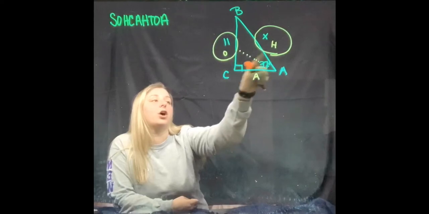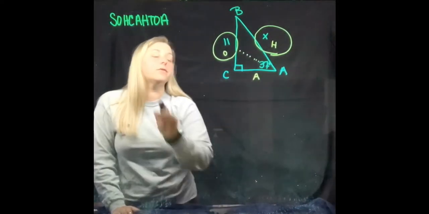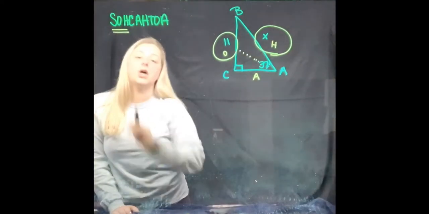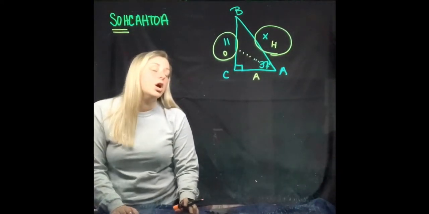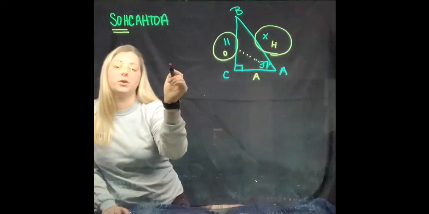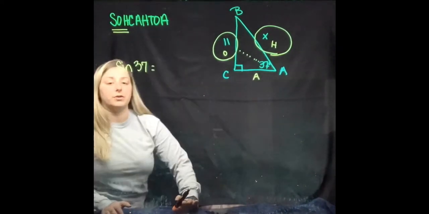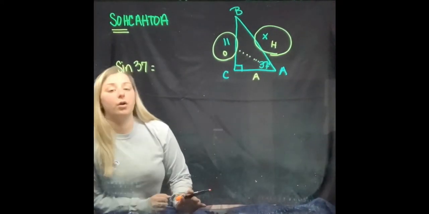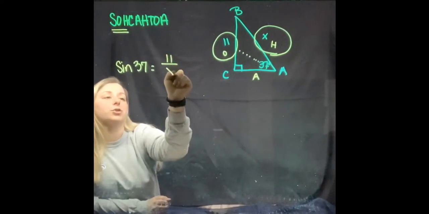So this time we have O and H. If we're looking for O and H here, in this case, that's SOH, or sine. That's O and H, so it's opposite over hypotenuse. So I'm going to set up that trig ratio. We've got sine of the angle, which is 37 degrees, is equal to O over H. The opposite piece here is 11, and that's over the hypotenuse, which is X.